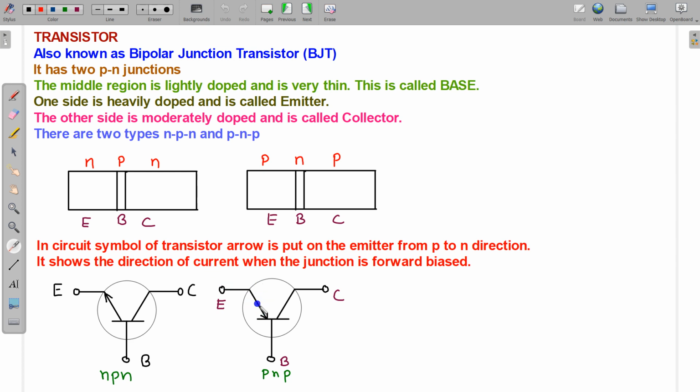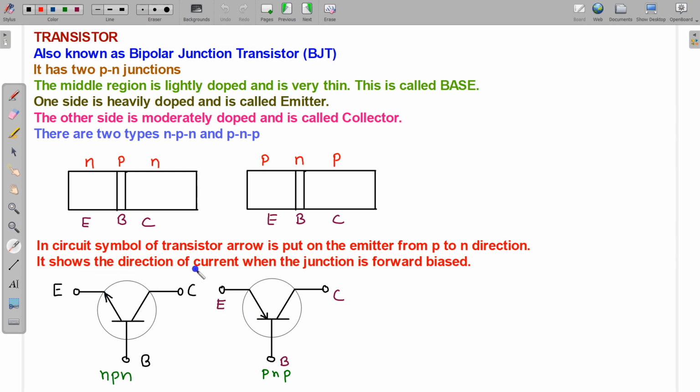How is the direction of arrow decided? The arrow is put on the emitter from P to N direction. Suppose this is NPN, so base is P side and this is N side. From P to N we put the arrow, and in this the emitter is P side, the base is N side, we put the arrow from P to N like this. So this is NPN transistor and this is PNP transistor.